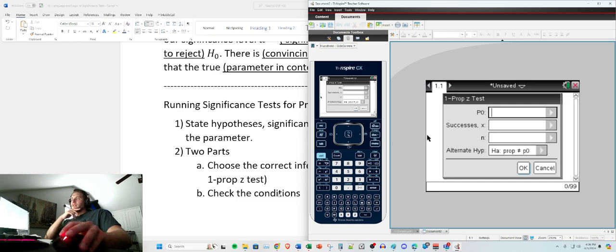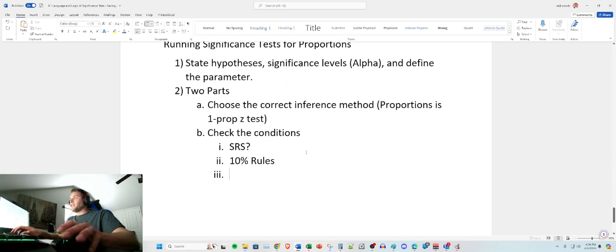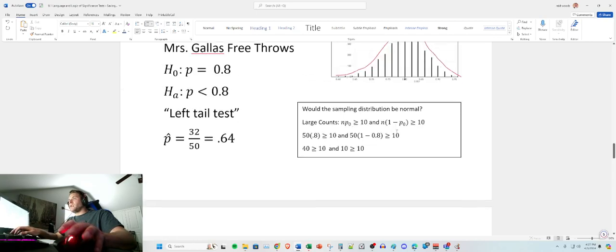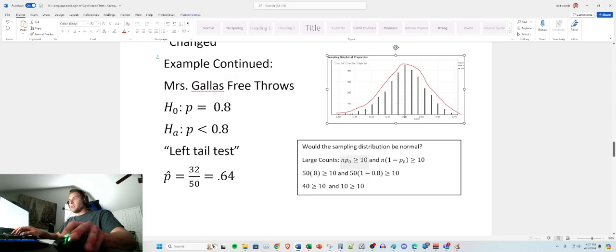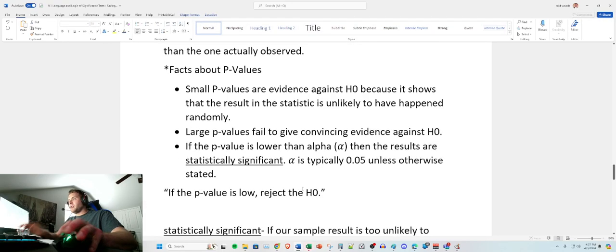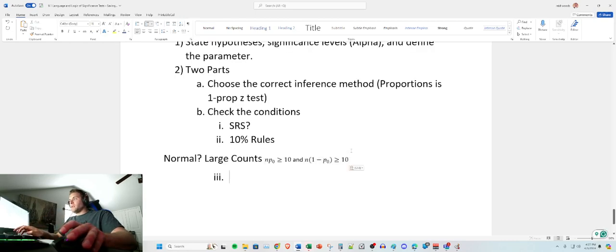But we can't really use this unless we have checked all of these conditions. The first one is: is it a simple random sample. The second one is we check the 10% rule. We've talked about all these every chapter. And then the third one is: is it normal, the large counts. Remember, we used that. That's what I was trying to do here with this one for Miss Gallus's example. I'm going to actually copy all this down here.